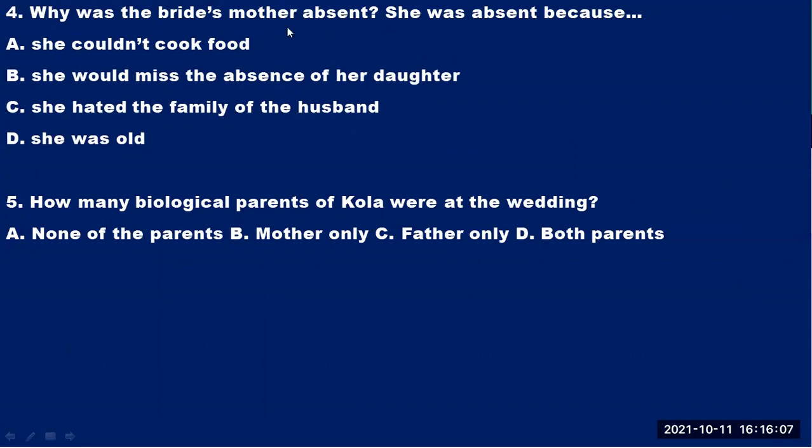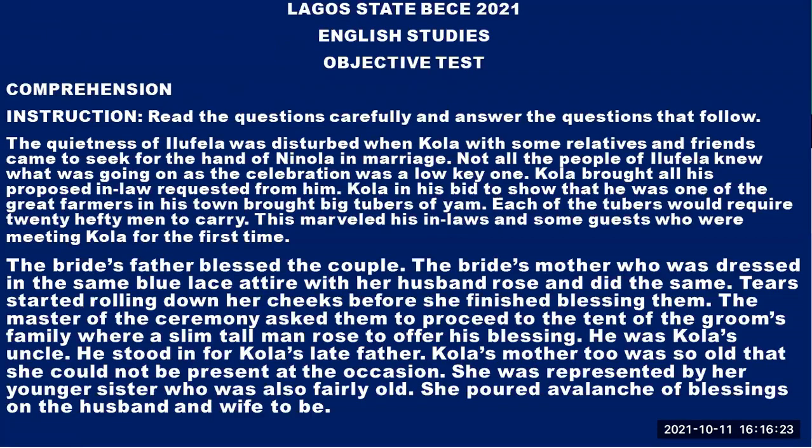Why was the groom's mother absent? So we are looking at the groom's mother's absence. She was absent because she couldn't attend the marriage, because these are the key words. All right, so always look for the key words in the question and then use those keywords as context clues as you scan the passage for answers.